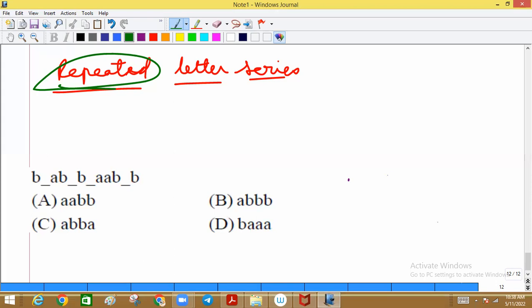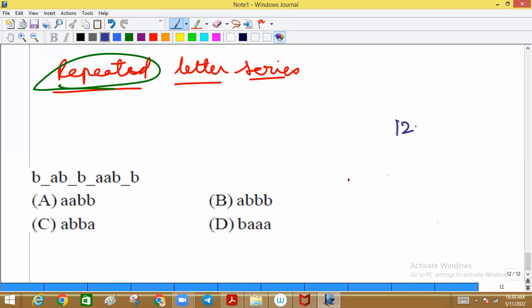To avoid this time waste, what we will try to do is divide this particular series into some blocks and check whether the blocks are repeating or not. For example, here total how many letters are there, including the gaps? 1, 2, 4, 6, 8, 10. Total how many? 12 are there.